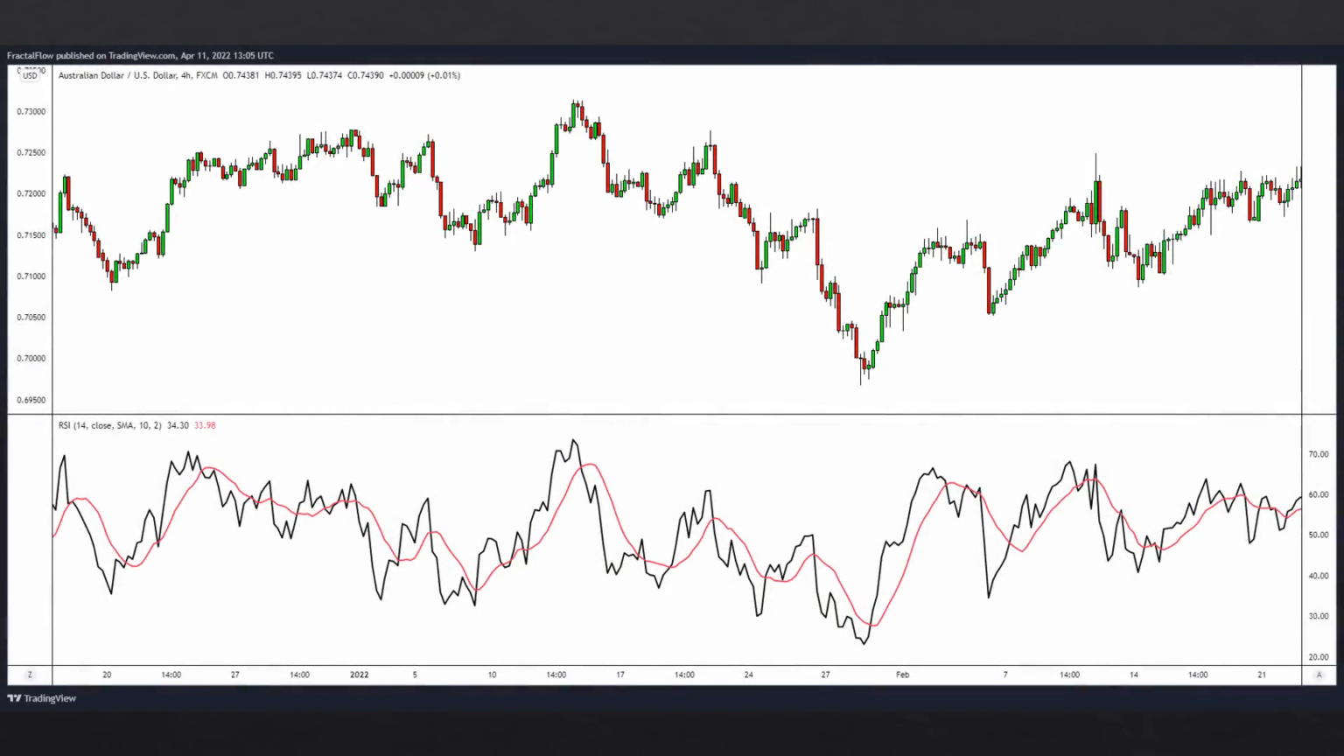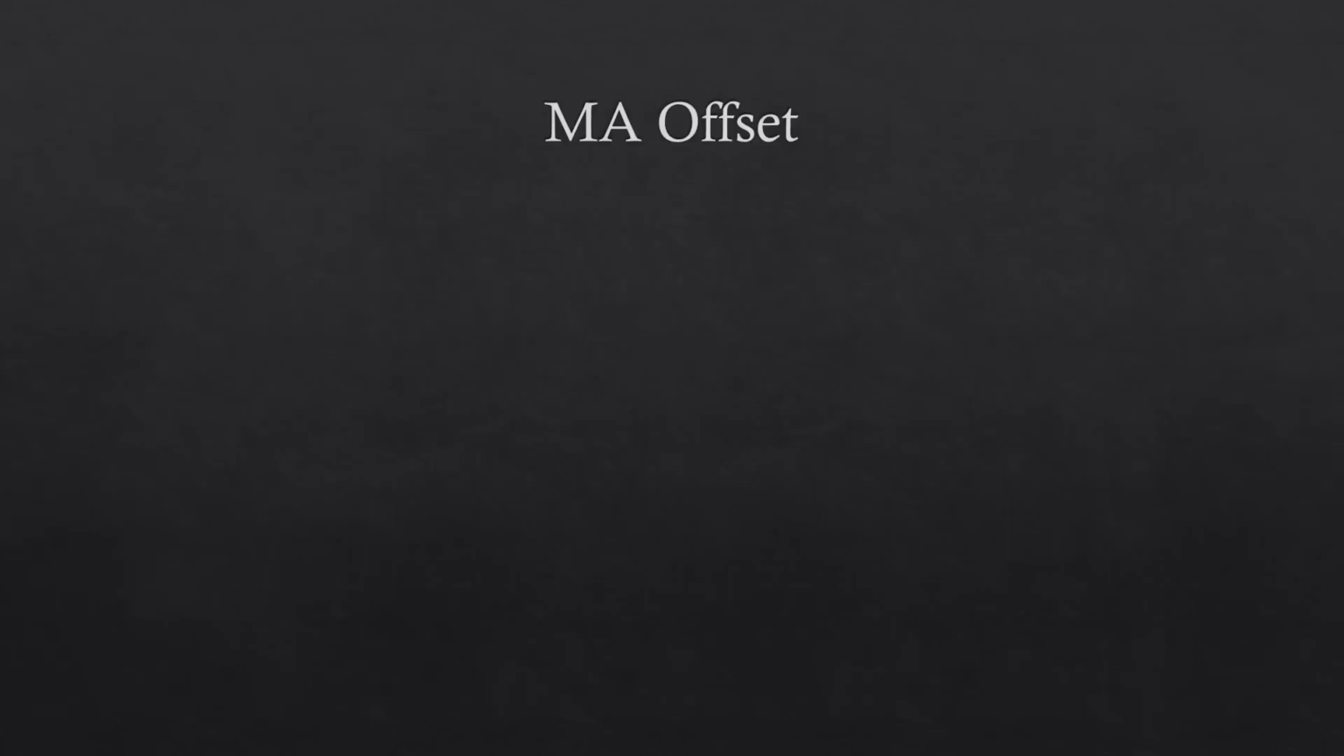To do this, plot the MA in the chart, then drag it down to the RSI window, and then change the MA source to RSI. You can also use the built-in moving average that is available in some indicators. The third parameter we can change in the moving average is the offset.